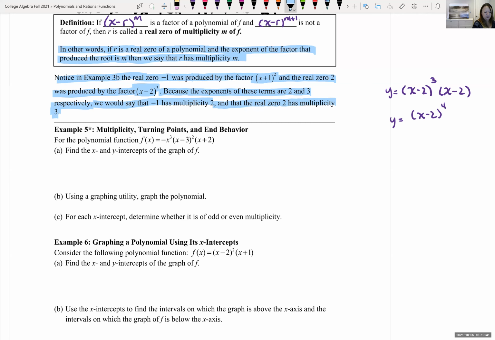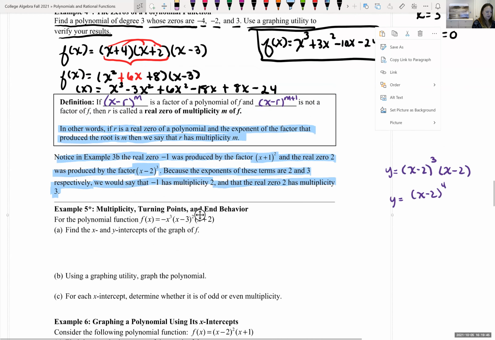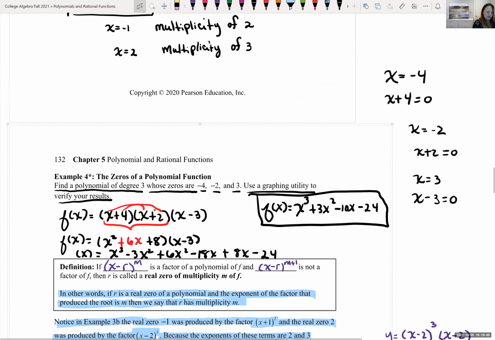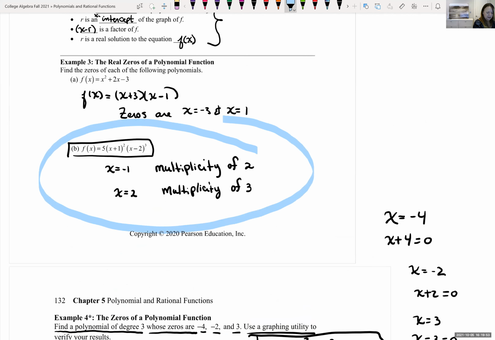So let's just go back up there. 3b, and I had stated this up here already. So set x plus 1 equal to 0, and 2 is our exponent, so that was multiplicity 2. x minus 2 cubed, 3 is our exponent, so it's multiplicity of 3, and x minus 2 is 0 and x equals 2.